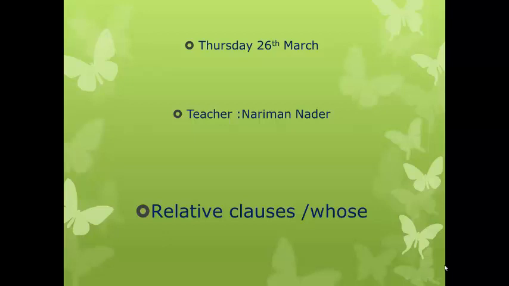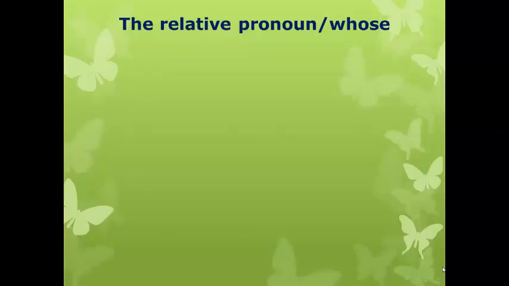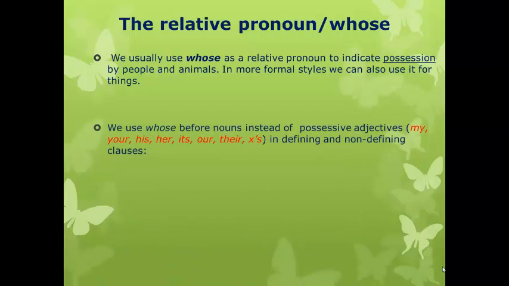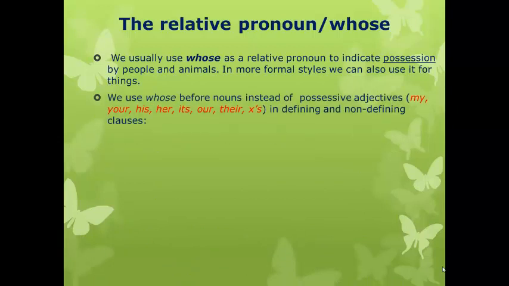I'm teacher Nariman, and our lesson for today will be relative clauses, the relative pronoun whose. We usually use whose as a relative pronoun to indicate possession by people and animals. In more formal styles, we can also use it for things. We use whose before nouns instead of possessive adjectives: my, your, his, her, its, our, their, and any noun plus apostrophe s, in defining and non-defining clauses.